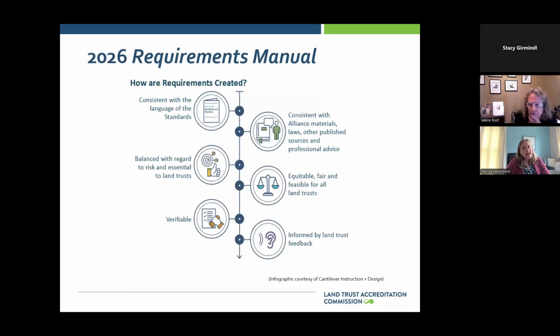When it comes to creating or revising the requirements, the commission uses a set of criteria. The manual has been around since 2012, and we review it annually to see if changes need to be made. That could be things that are happening in the external world, the legal context, or the types of questions we're hearing from land trusts. We had a major restructuring of the requirements to align with the 2017 standards in 2018. Since then, we've had 3 updates: 2021, 2023, and now here in 2026.